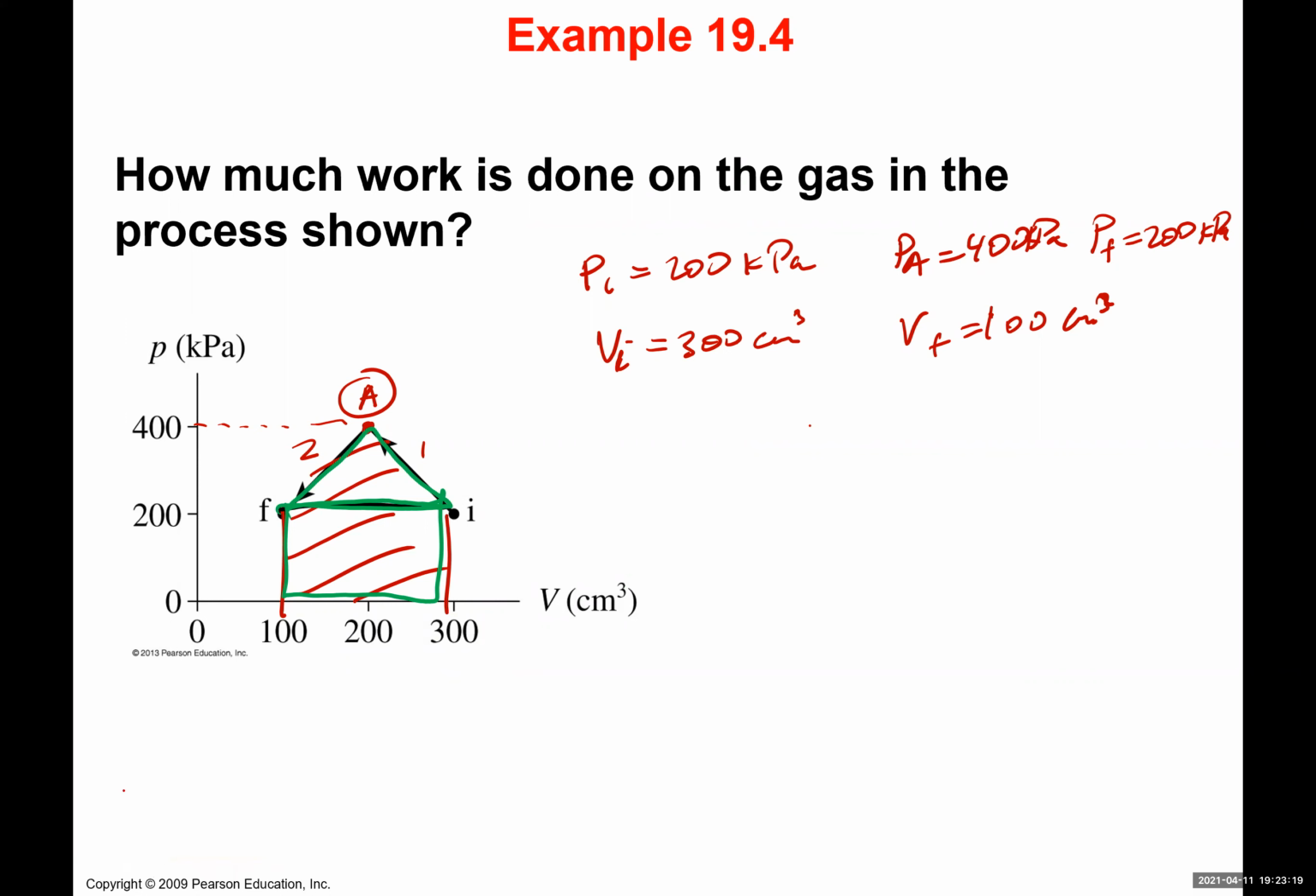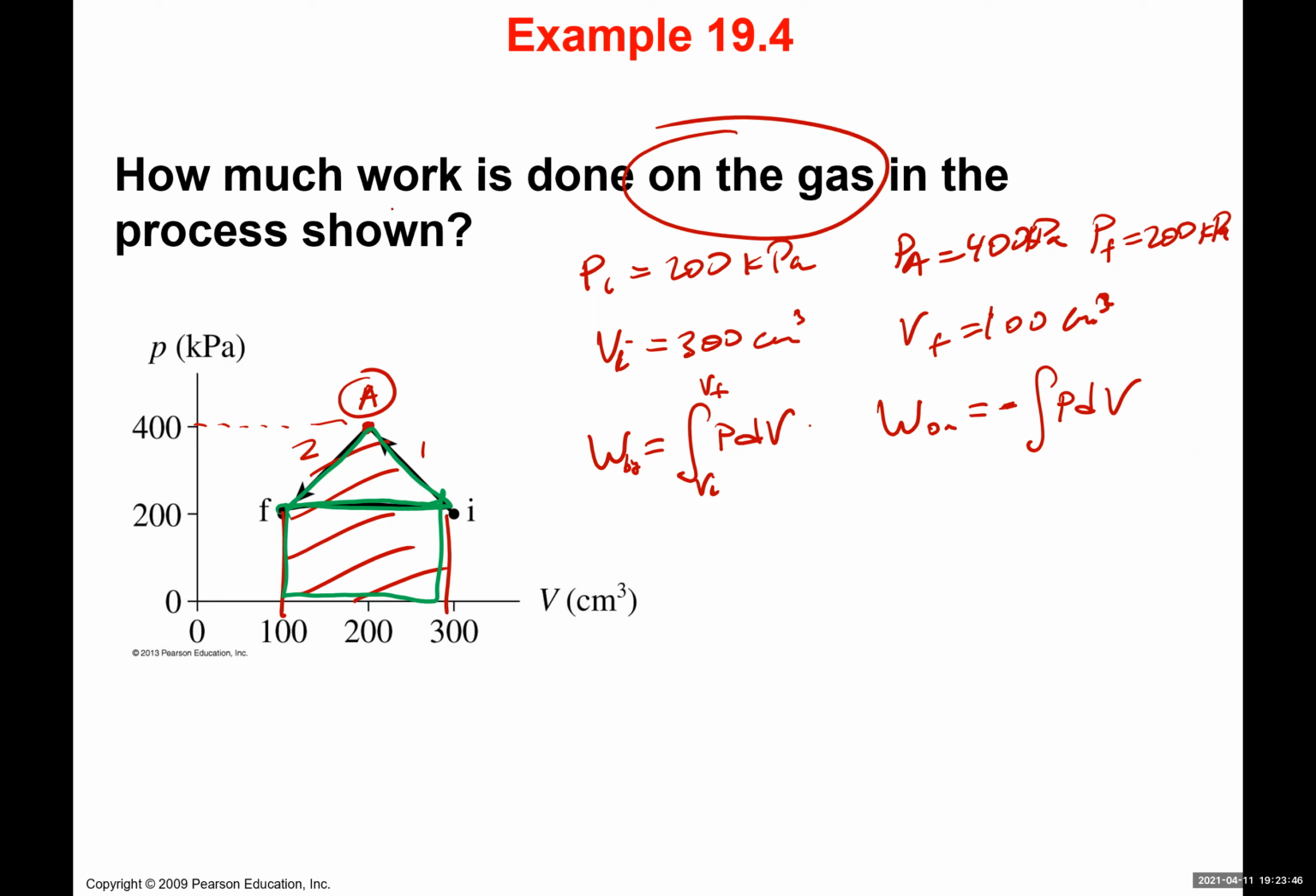So think like this. We have this equation: work done equals the integral of P dV. This is if the work is done by the gas. If the work is done on the gas, it equals the negative of the integral of P dV, from V initial to V final. It's negative if it's on the gas, and that's the question: how much work is done on the gas. Which equation to use depends on what is given to you. We want the work done on the gas, so we use this equation.